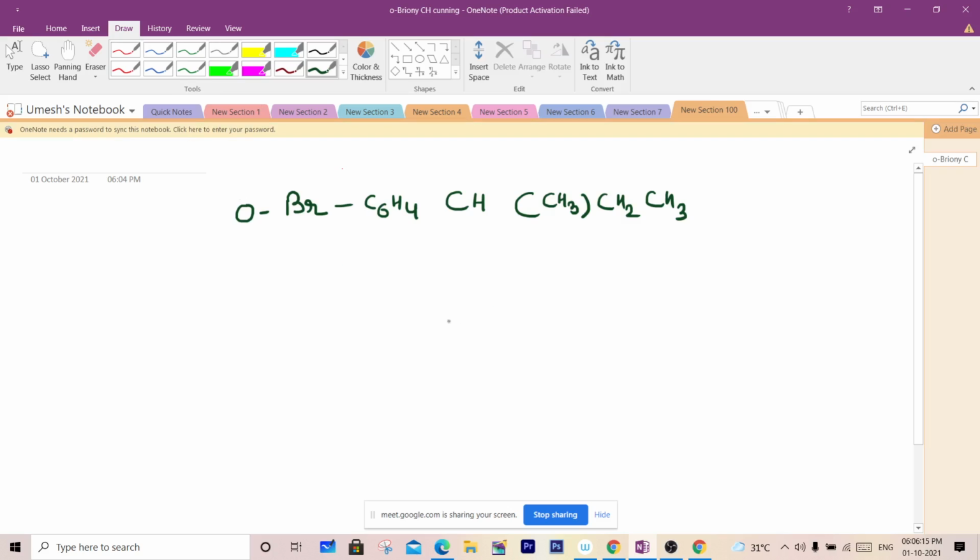So what is the name of this compound? You draw the structure properly. This is the structure given in your book or in some competition examination multiple choice questions. Four options are given. Now tell me, what is the name of this compound?